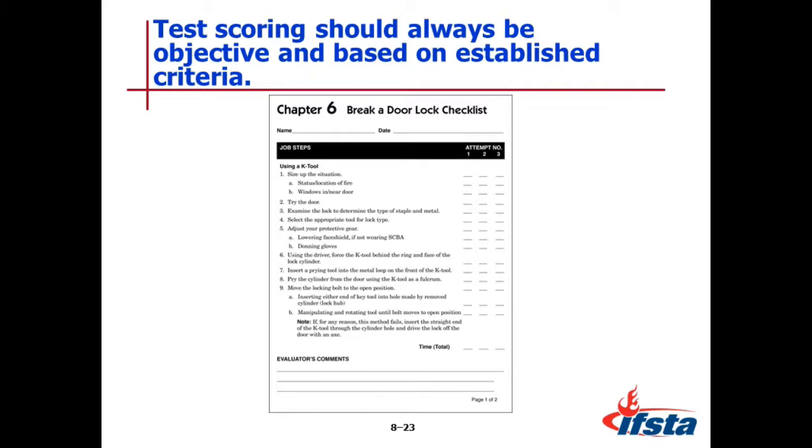So most of the test scoring for the testing that the state does is available through the instructor's guides and the instructor documentation. It is available for most every course out there.